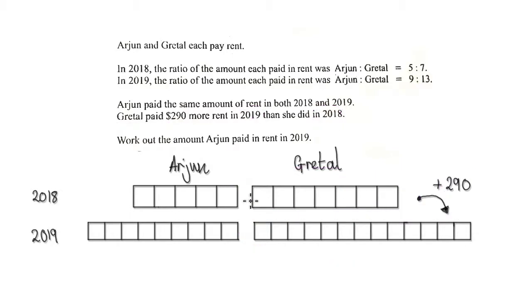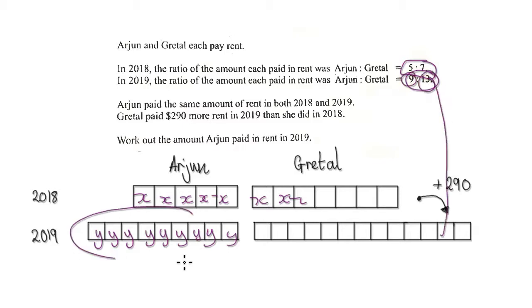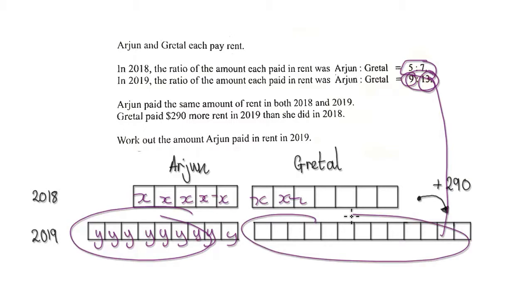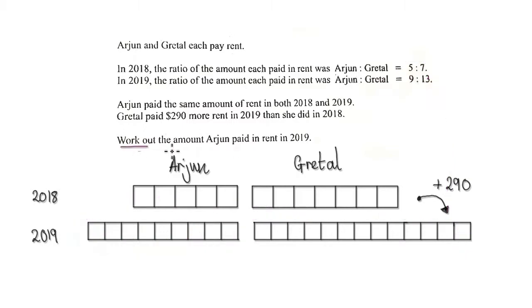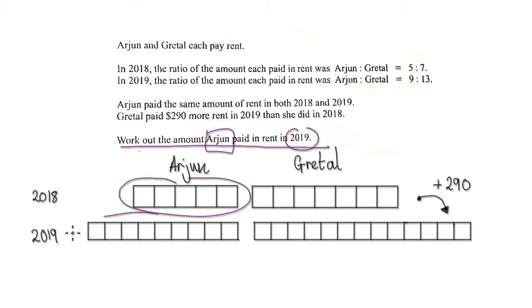Okay, so what we know is that all these amounts are the same. So everything here is the same. All these pieces are the same because it's in the same ratio. But then these would be different. It would be a different amount. We don't know what it is, but it would be a different amount in the ratio of 9 to 13. So there's 9 here and 13. So our job is to work out the amount paid in 2019. So either work out this amount or this amount, because we're told that these two are the same amount.